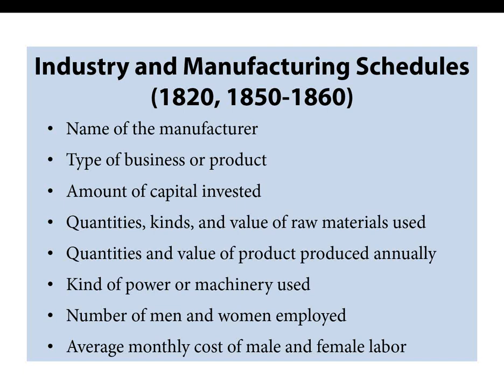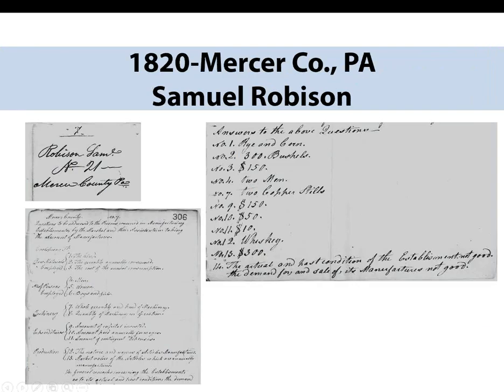So what are they asking? In 1820, 1850, and 60, they're asking for the name of the manufacturer, the business and the product type, how much is invested, the quantities, the kind of power, the number of men and women that are employed for the company, and then the cost of labor. So again, your ancestor doesn't necessarily need to own the company. They might have worked at the company.